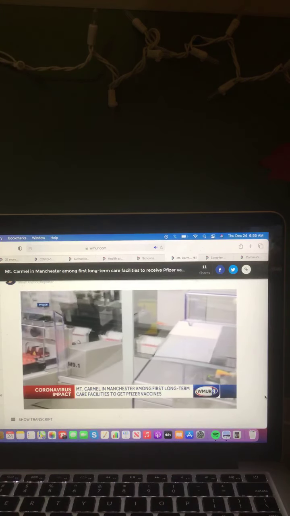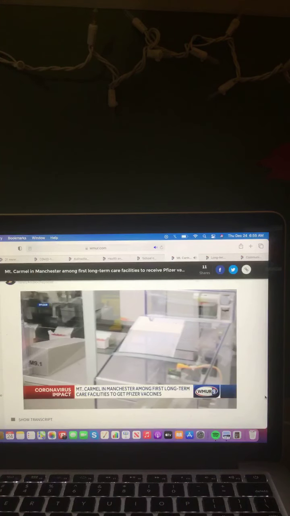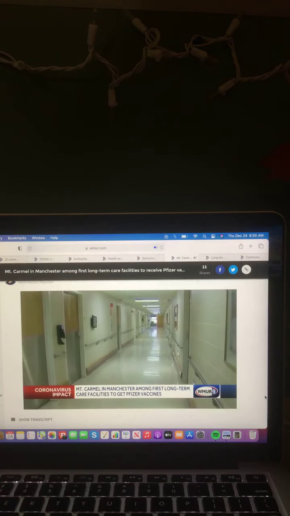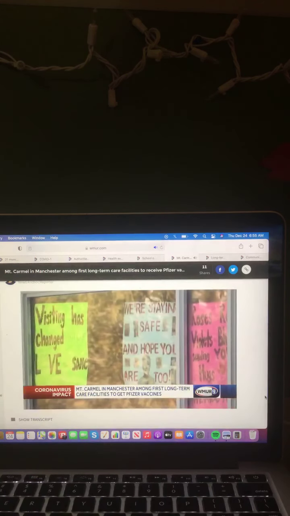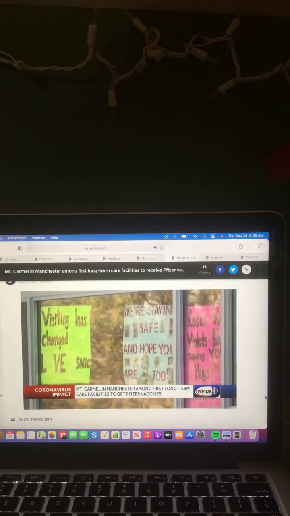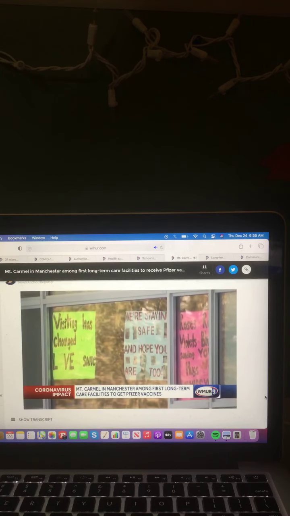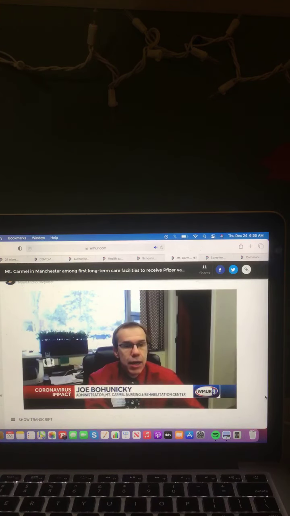More than 8,800 Pfizer vaccines arrived in the state this week to be used at long-term care facilities, which have been a tragic focal point of the pandemic. Bohanicki says while it's still just the very beginning, he gets the sense that residents are relieved. Obviously, long-term care has had outbreaks. We had one back in May, a very short period of time. We've been able to keep it out ever since then.